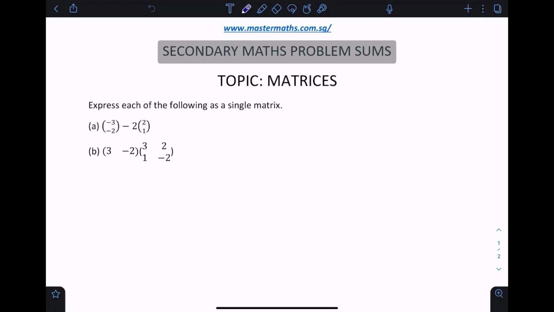Alright, so this is a purely O-level topic, right? It's taught in the last year of secondary school on the topic of matrices. Okay, let's talk about this.